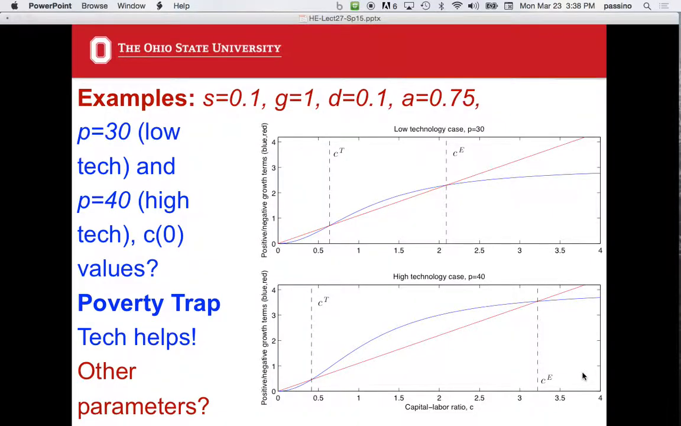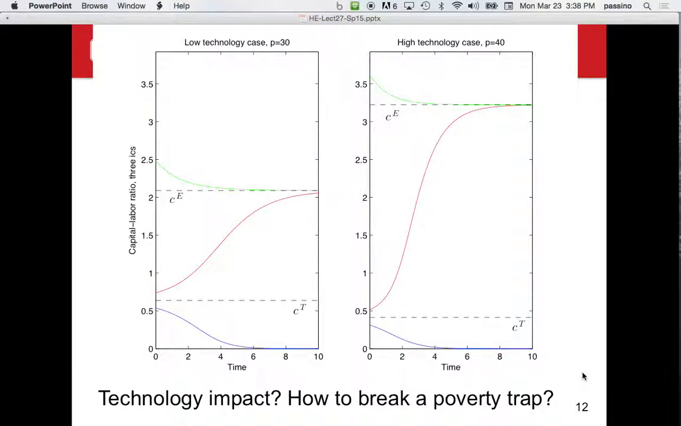Now that's a lot said just by that plot, but let me not expect us to do the simulations in our head. Here they are with MATLAB. This is what we've already done in words, okay? So let's go to the left side. This is the low technology side of P equal 30. This is CT and CE, okay?